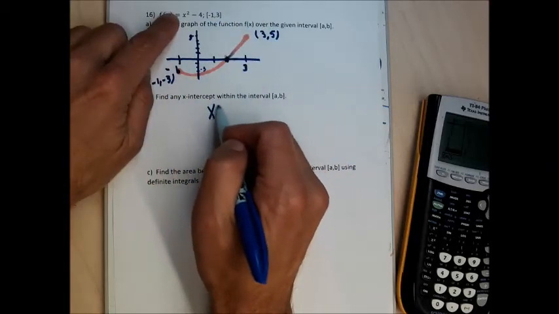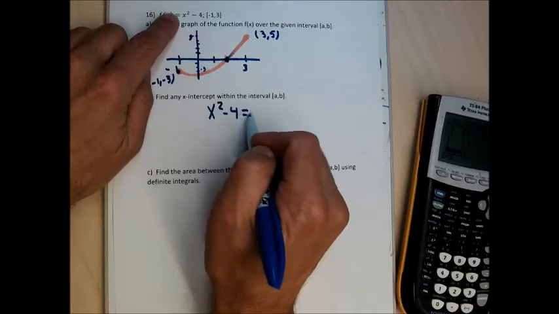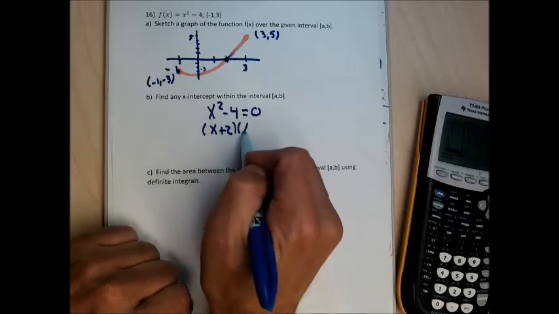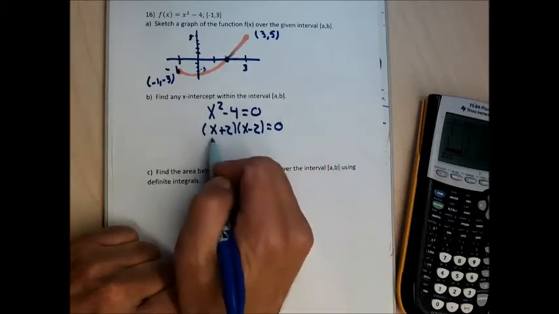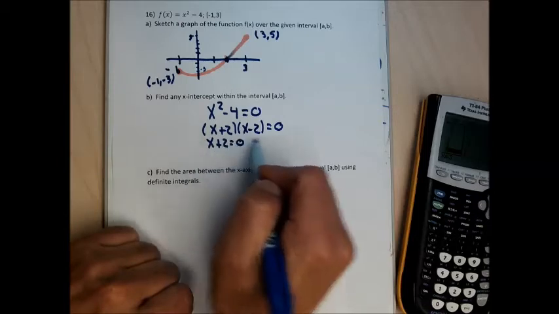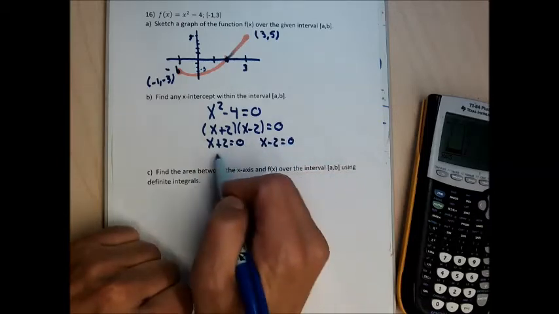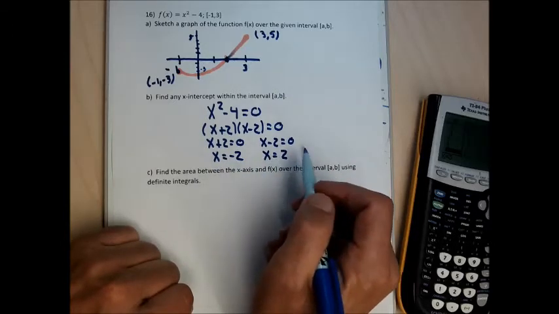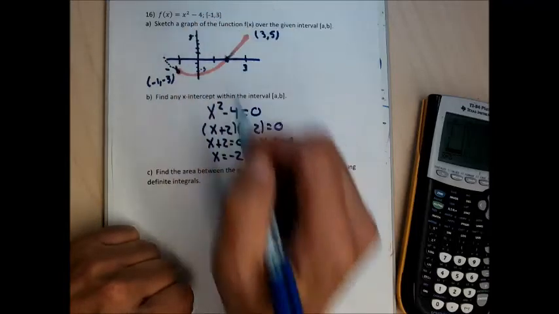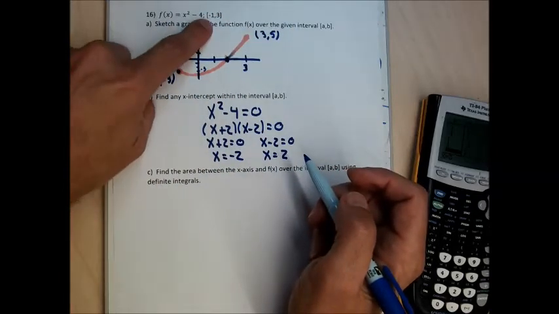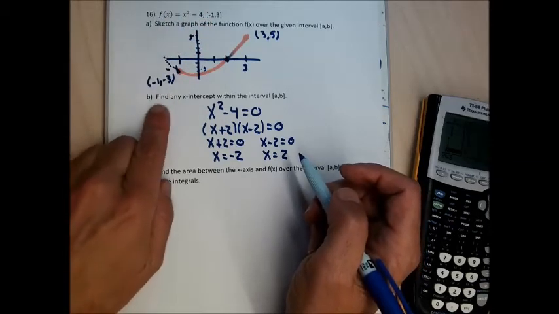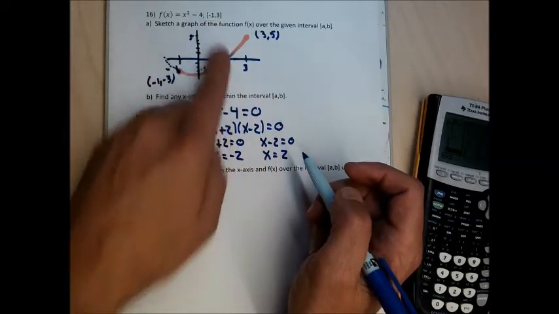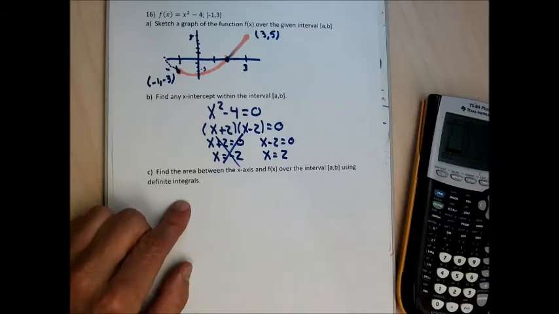I'm going to find the x-intercepts for this graph by setting the function equal to 0. I'm going to factor, and then I'm going to set each one of the factors equal to 0. This graph has two x-intercepts, and the x-coordinates of the x-intercepts are -2 and +2. If I continued this graph, it would have an x-intercept that's outside the window of -1 to 3, and the instructions in part B say find any x-intercepts in between A and B, in this case in between -1 and 3. This x-intercept is not in that window. I'm not going to worry about it.